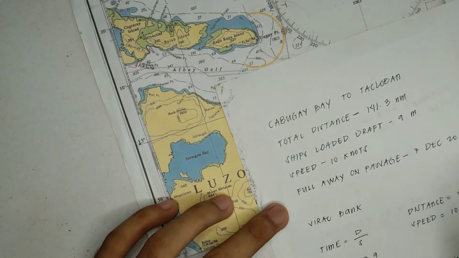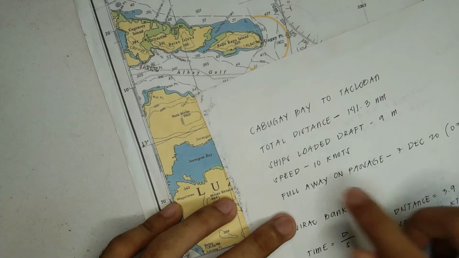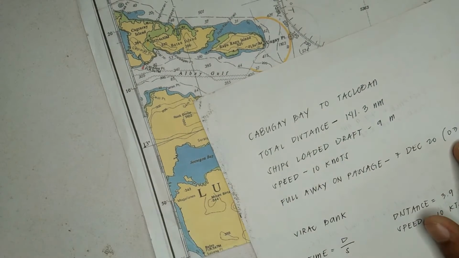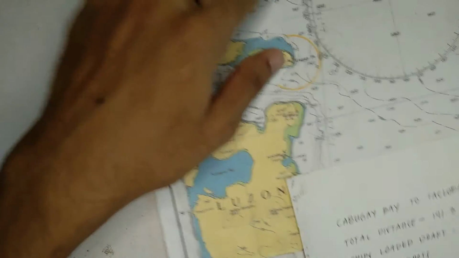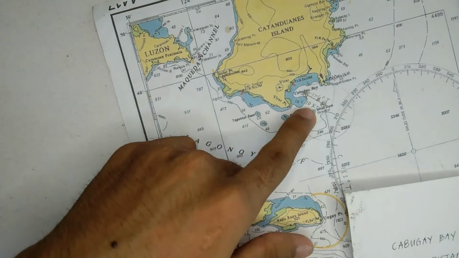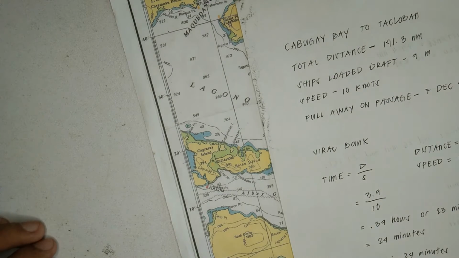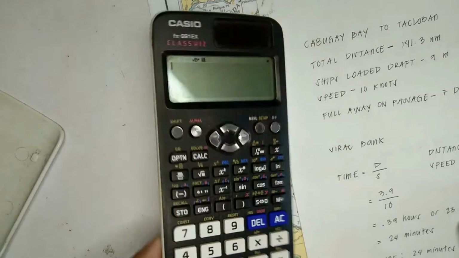The speed is 10 knots, and we also have here the details of full away on passage on December 7, 2020 at 0300 hours. As I've said lately, we have here the Virac Bank, and in the Virac Bank we have a table that says a total distance of 141.3. Therefore, in the Virac Bank we have 137.4 to go.